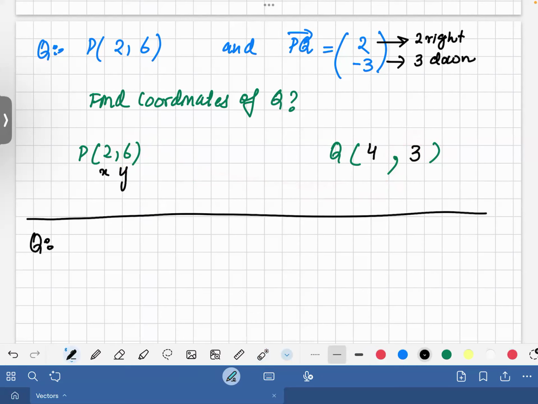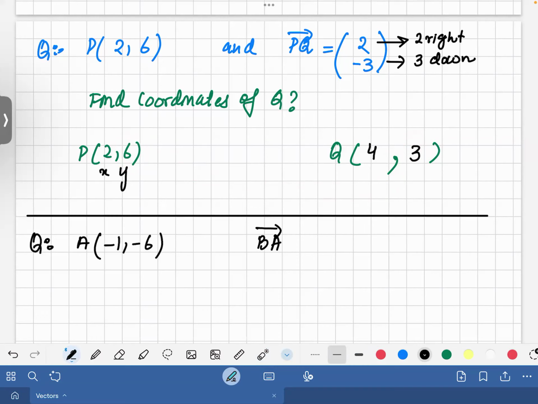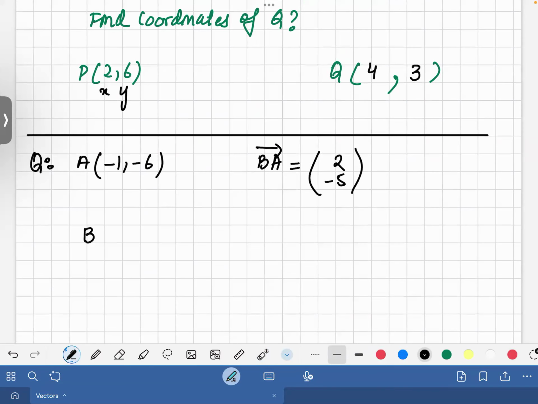Can I trick you a bit? Sure. Why not? A is -1 -6 and BA vector is 2 and -5. What are the coordinates of B? सर Coordinates 2 comma -5. Can you please repeat? 2 comma -5, sir. How? So AB is BA. Yes, that's the trick now.